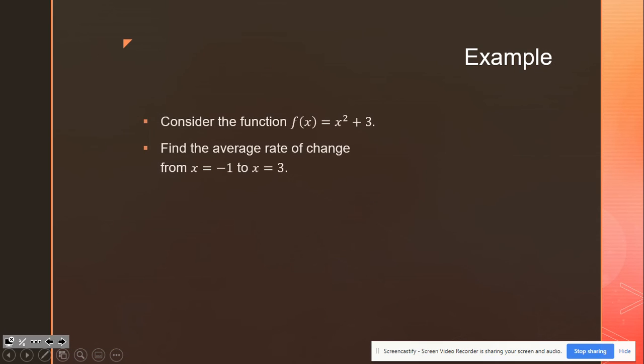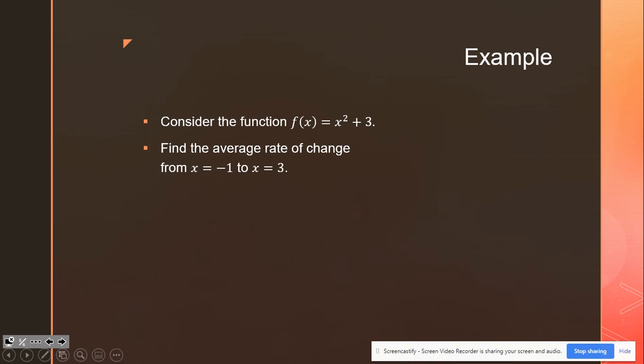So here's an example for you to try. Let's consider the function f of x is equal to x squared plus 3. Find the average rate of change from -1 to +3. Pause the video at this point to give yourself a chance to try it on your own.